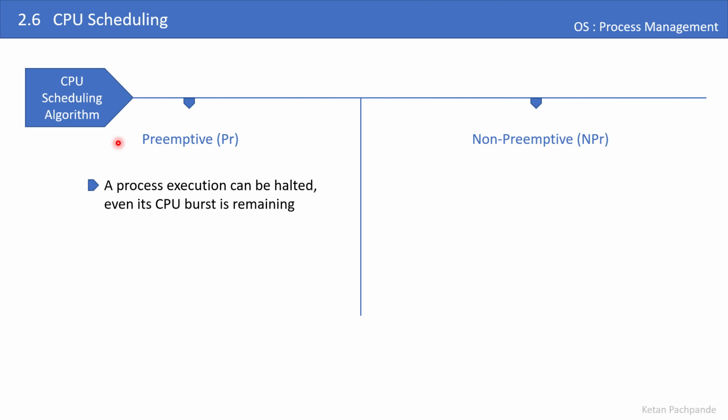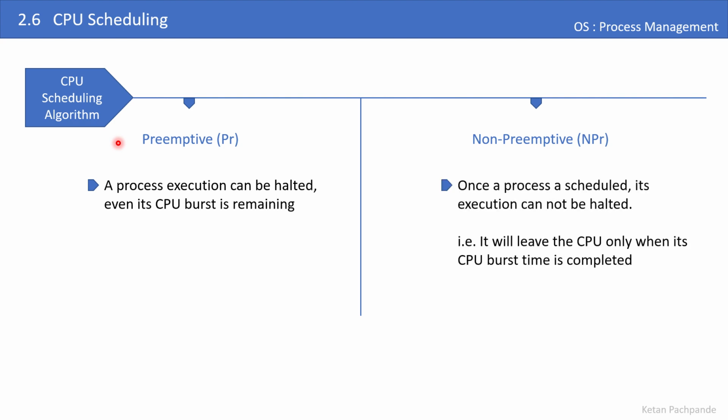Whereas in non-preemptive scheduling algorithms, once a process is scheduled to the CPU, its execution cannot be halted in any case by the operating system. So the decision to leave the CPU will be made purely by that running process only. And it will leave the CPU only when its burst time is completed.